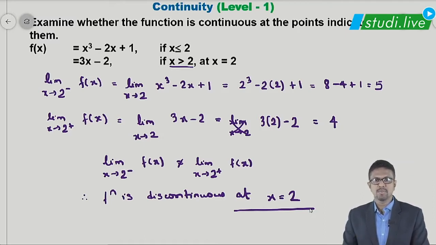So hopefully this question is now clearly understood by everyone and you are able to understand how the limits are found. When we find left hand and right hand limit is also clearly understood. Let us now go to the next question.